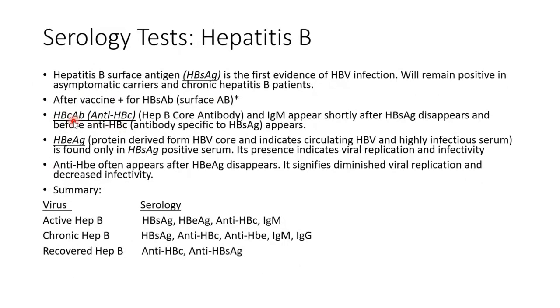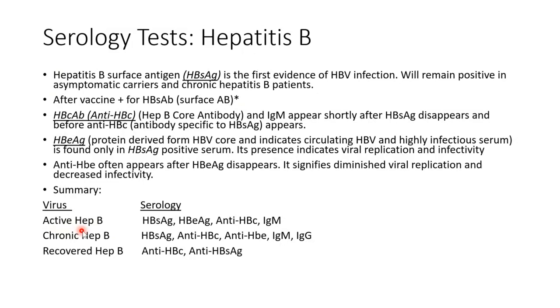So if somebody has a positive HBsAb right here, that confirms immunity against hepatitis B. That's almost always a test question in certification. How do you know if somebody has immunity against hepatitis B? We draw the surface antibody right here. So let's take a look at this summary. Hopefully this isn't too confusing.